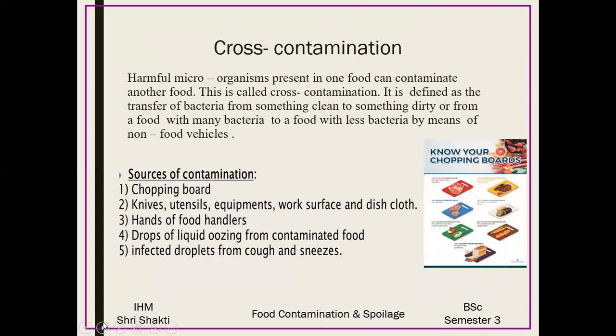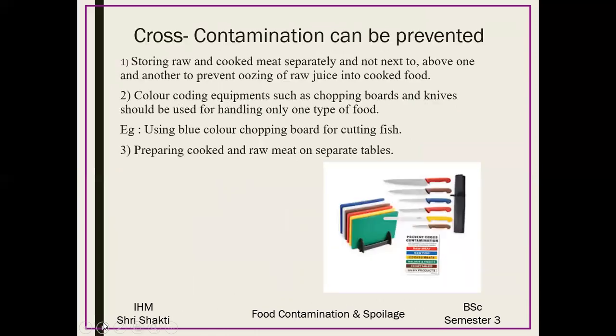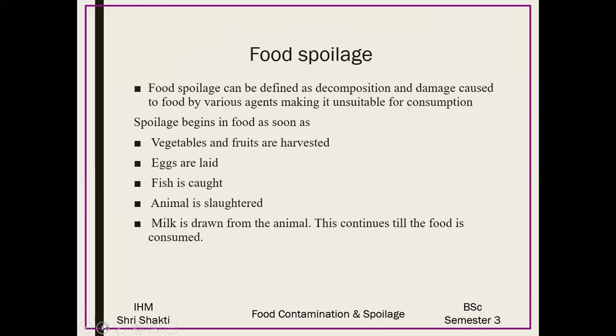Next, cross-contamination. Transfer of bacteria from raw food to cooked food. They enter through chopping boards, knives, same work surfaces, hands of the food handlers, to infected droplets during coughing and sneezing. Preventive measures: use different color chopping boards, color-coded knives, color-coded labels, and keep raw and cooked food away from each other, starting from purchasing till the service.